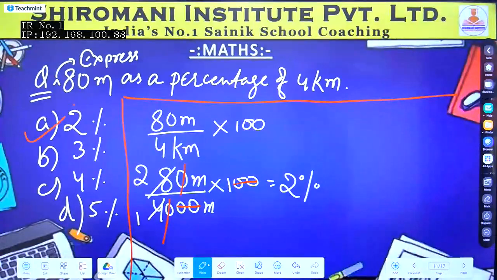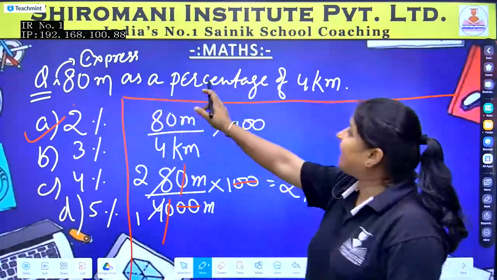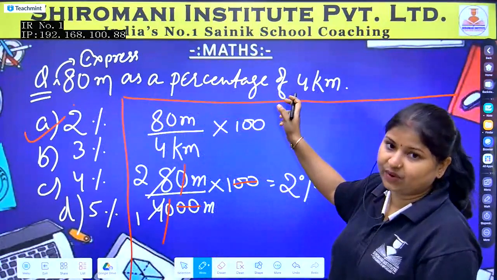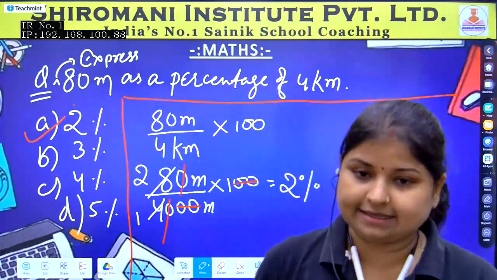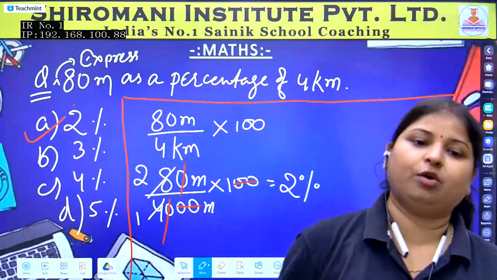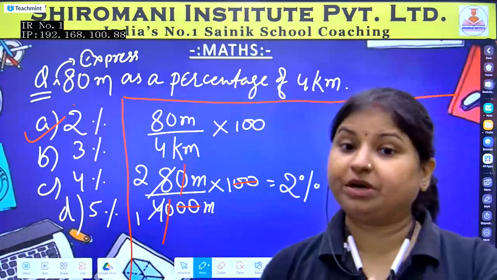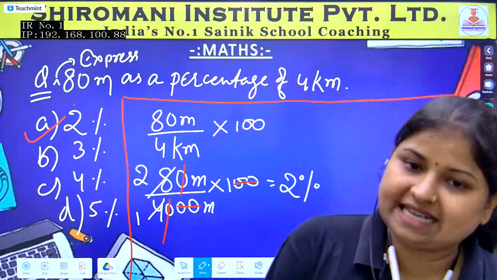Yes, Utkarsh. When I was doing the answer, I had a doubt about which one will come as the denominator and which will be multiplied with 100. 80 meter as a percent of 4 kilometer is asked, right? So 80 meter is in the numerator and 4 kilometer in the denominator, because you have to calculate what percent 80 meter is of 4 kilometer. The language says this.